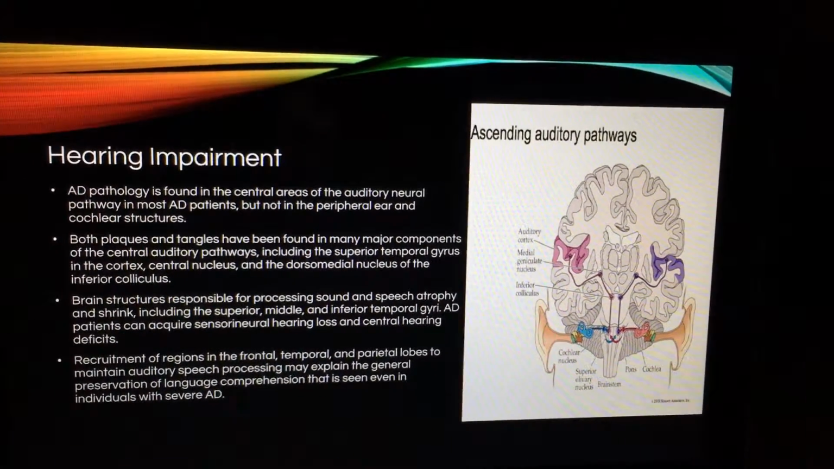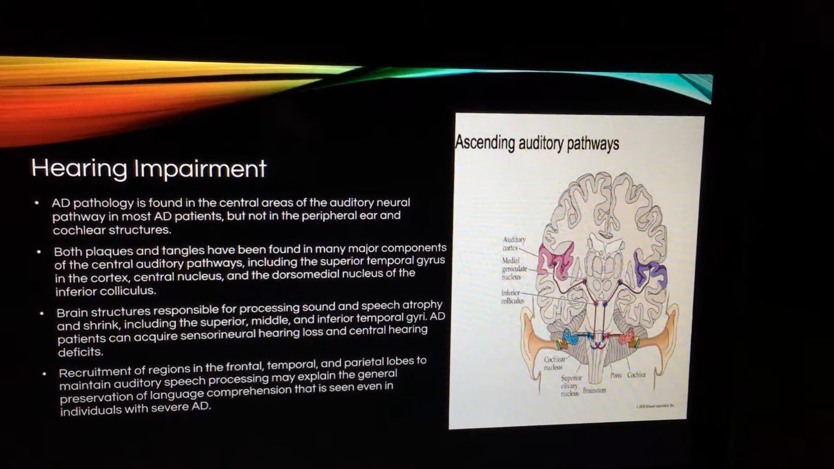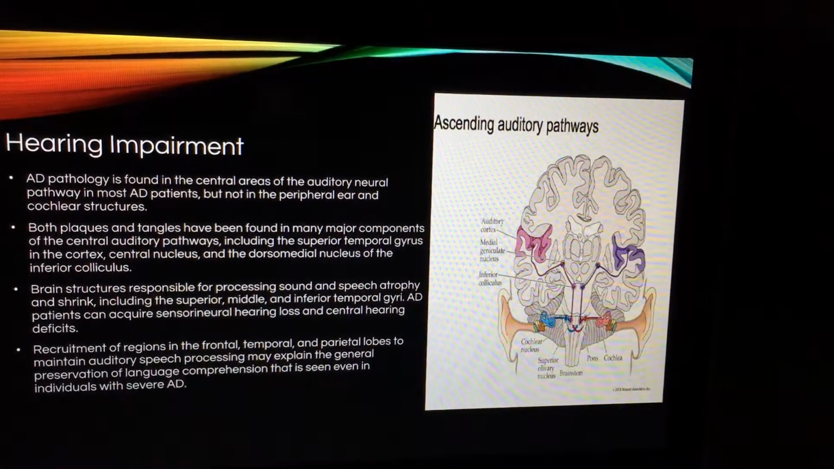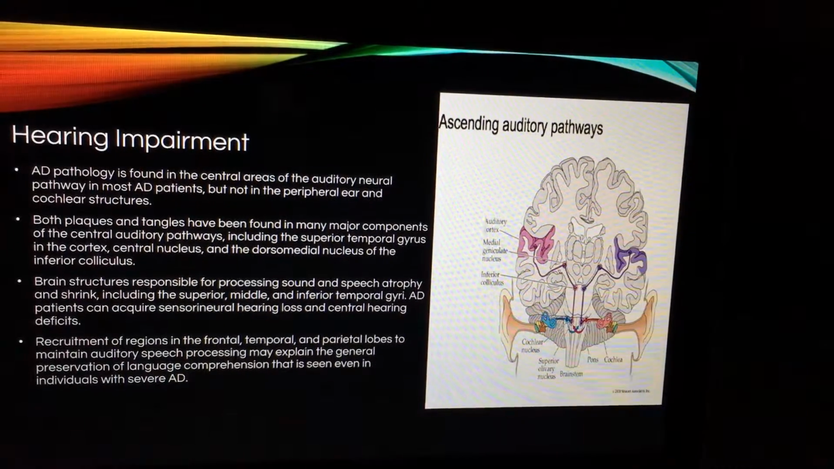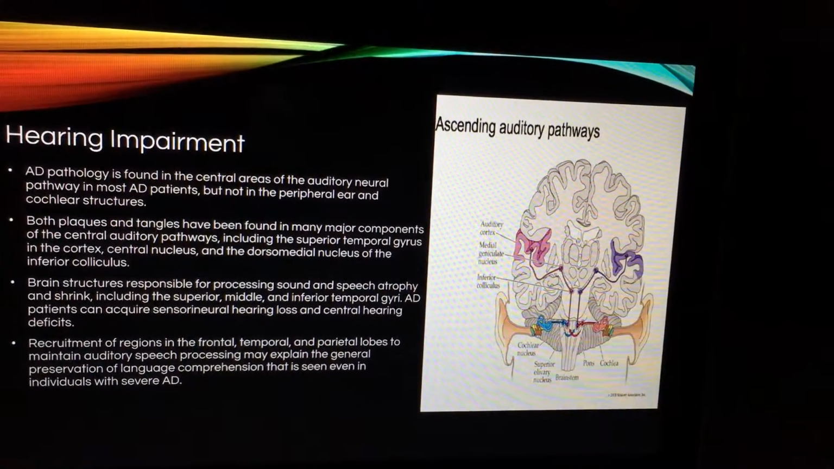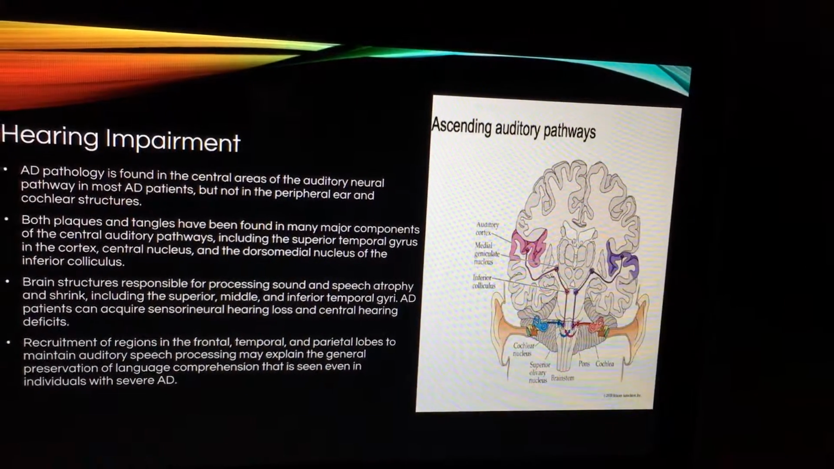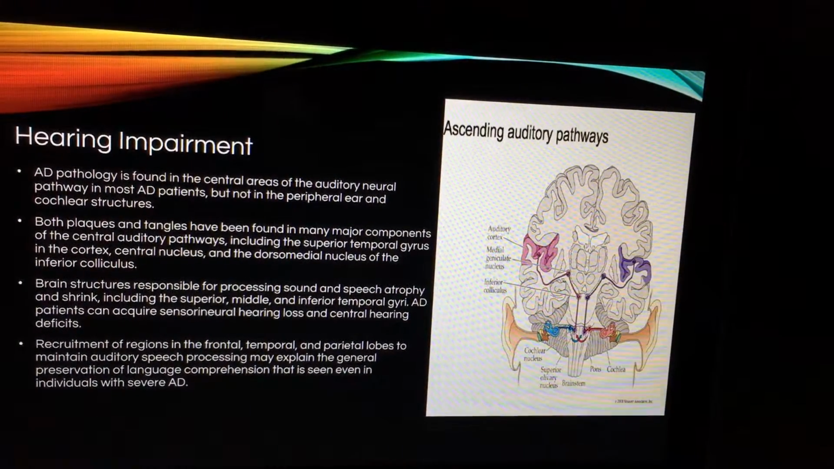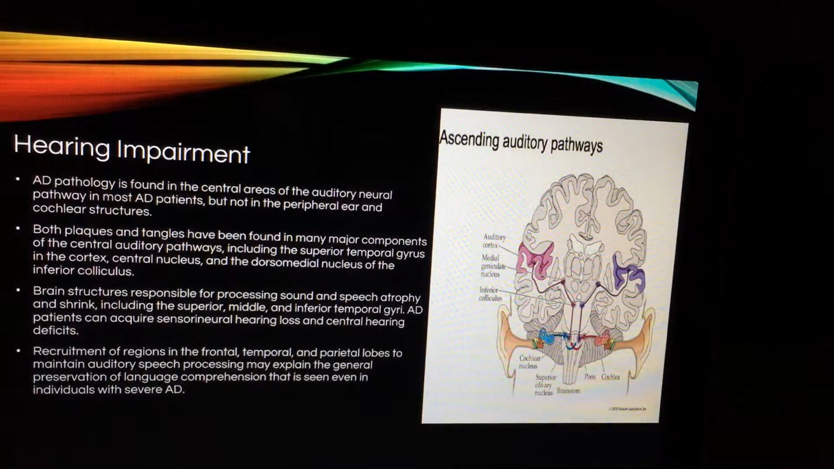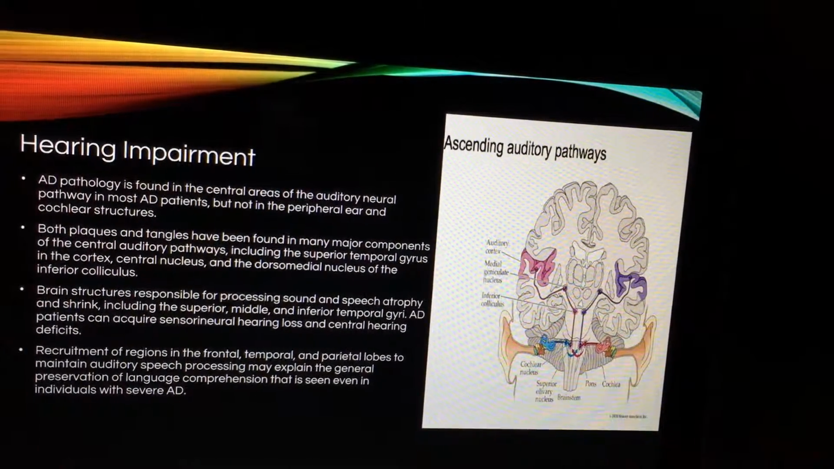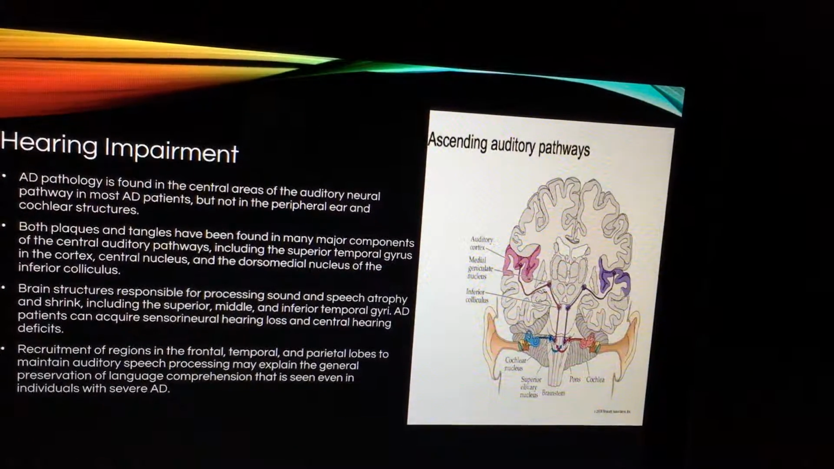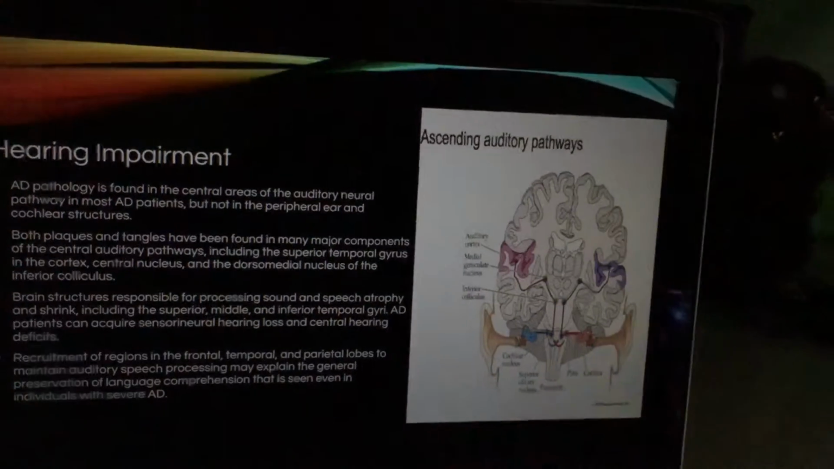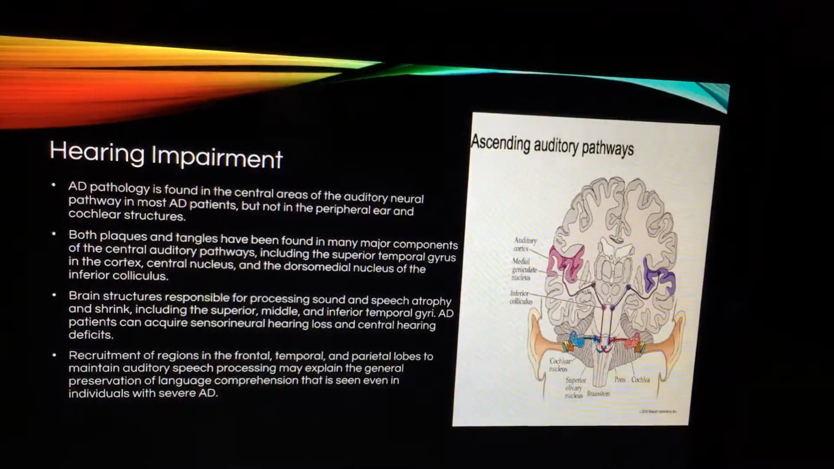Hearing impairment. Alzheimer's disorder pathology is found in the central areas of the auditory neural pathway in most AD patients, but not in the peripheral ear and cochlear structures. Both plaques and tangles have been found in many major components of the central auditory pathways, including the superior temporal gyrus in the cortex, central nucleus, and the dorsomedial nucleus of the inferior colliculus.